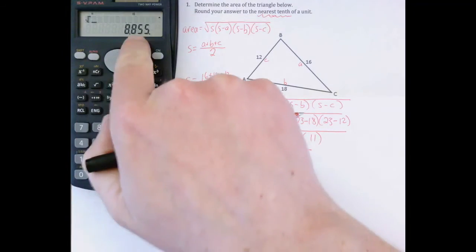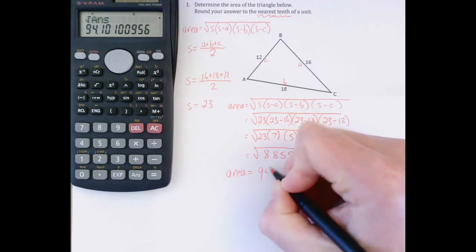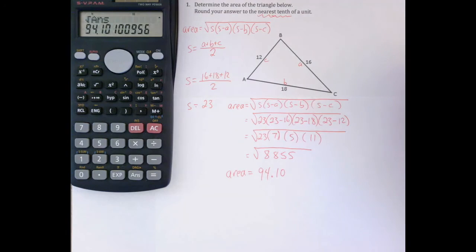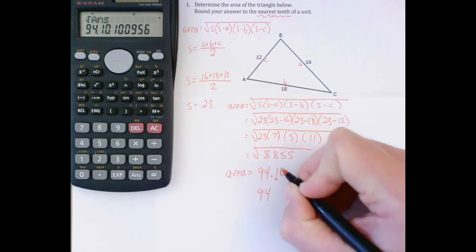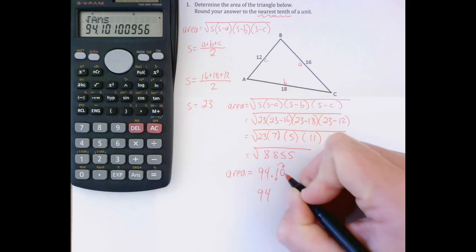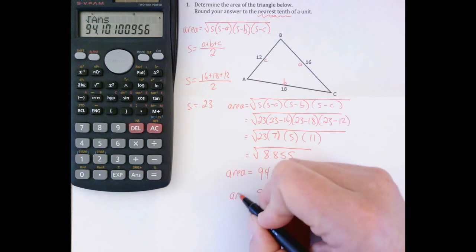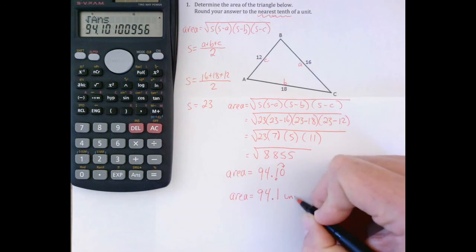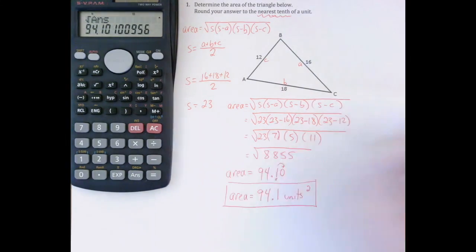On my calculator, I can leave the number there and just hit square root, and I get 94.10. The question's asking me to round to the nearest tenth. So as my final answer, I look, here's the tenths place, I look one spot to the right. Since that's under 5, I leave that number just the way it is. And my area, as the final answer, is 94.1. Since I have nothing to measure it in, I just call that units squared. And that's the final answer.